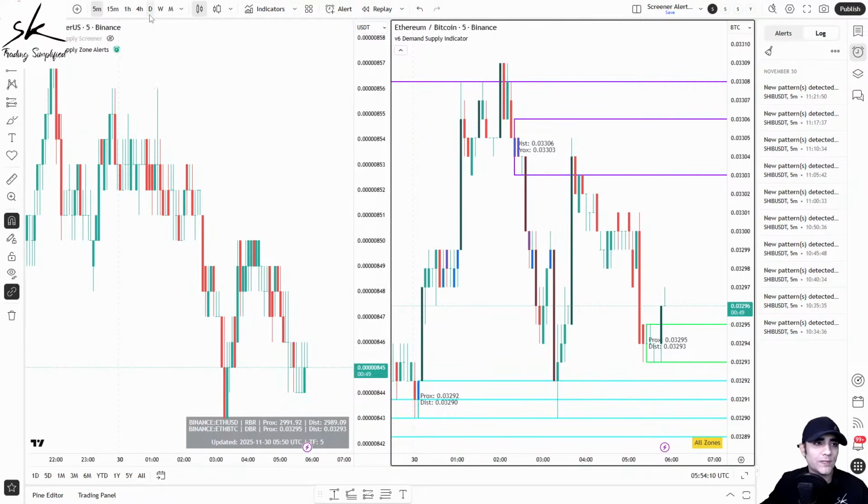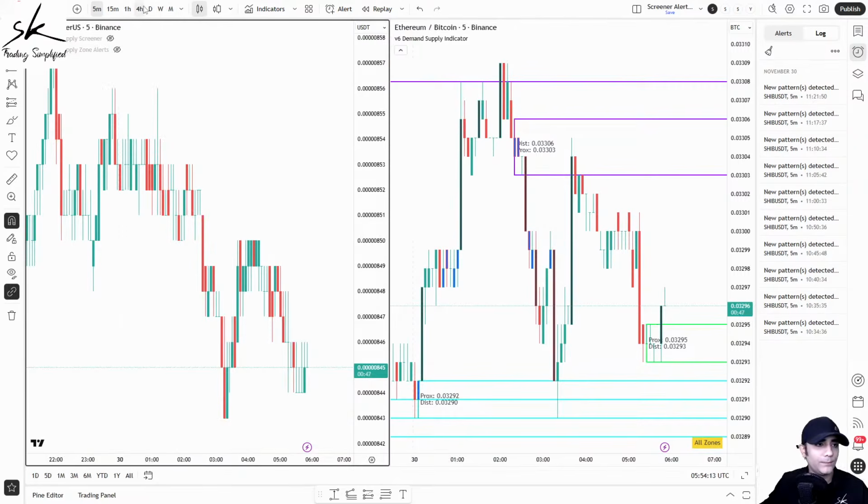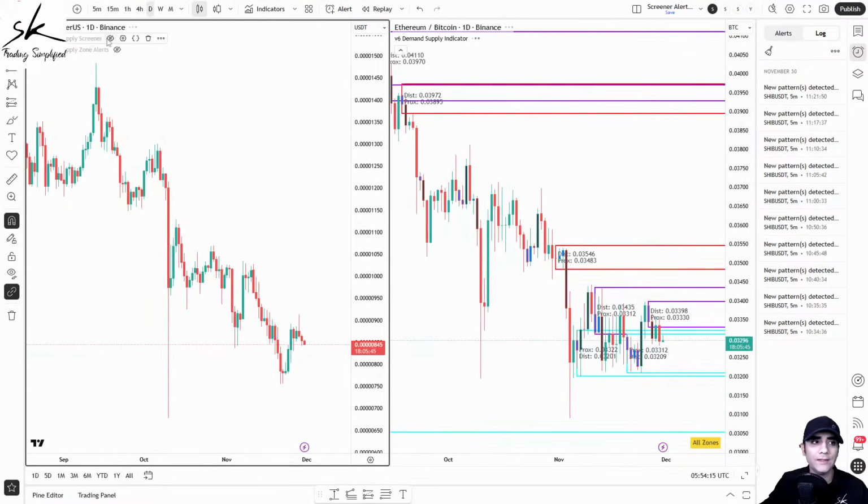Now let me show you the screener. So how does the screener basically work? Now for the screener, the market does not have to be live. The screener also works even on the closed market.